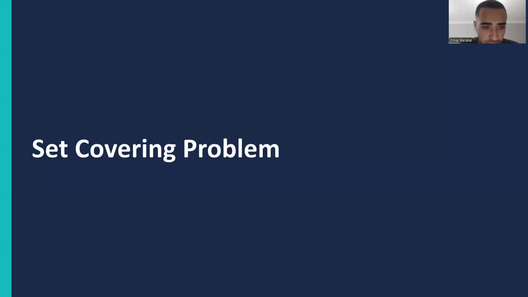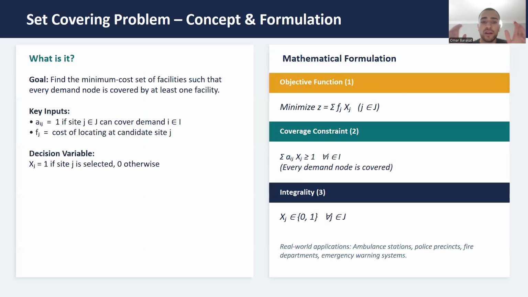Set covering problems. The set covering problem is the simplest location allocation model. The goal is to find the minimum cost set of candidate facility sites such that every demand node is covered by at least one facility. So here are our inputs, as you see here. AIJ is the coverage matrix for the candidate sites. FJ is the cost of locating a facility at candidate site J. XJ is 1 if site J is selected, 0 otherwise. This is our decision variable. Our objective is to minimize Z, which is minimizing the total facility cost.